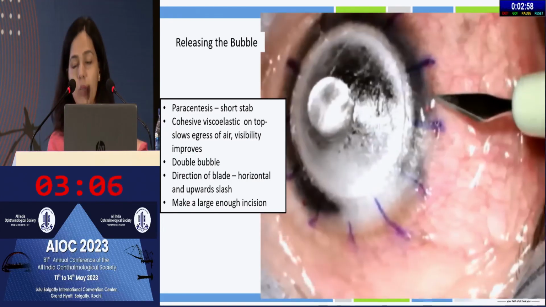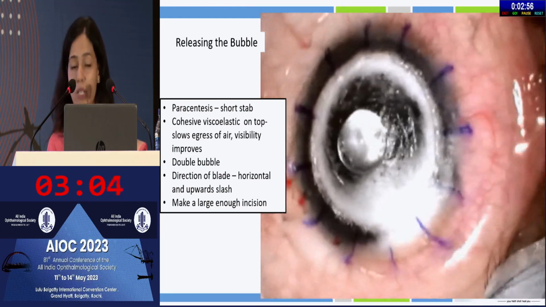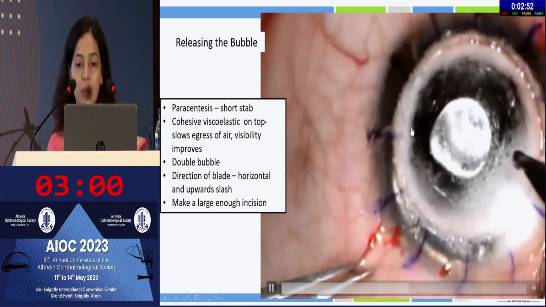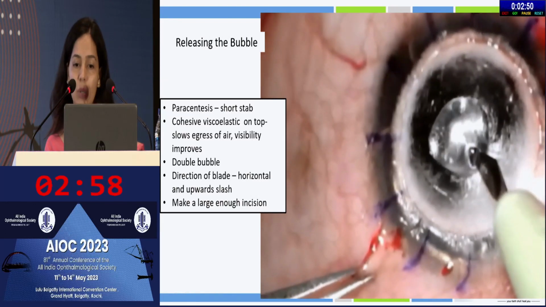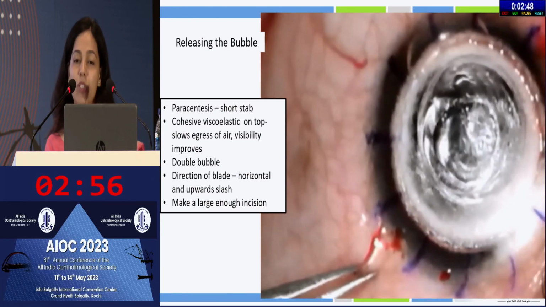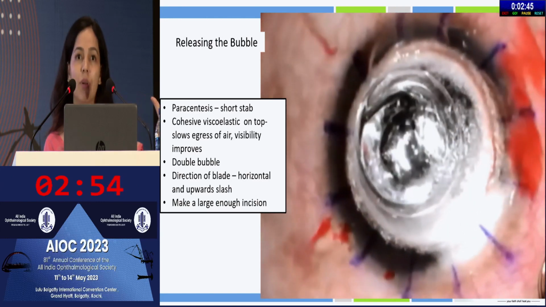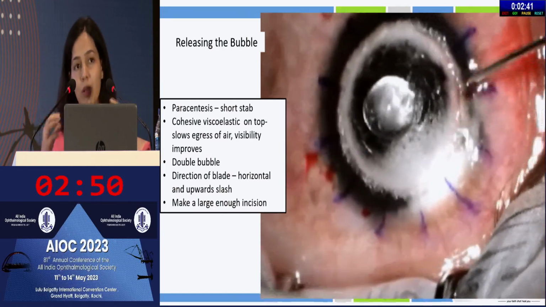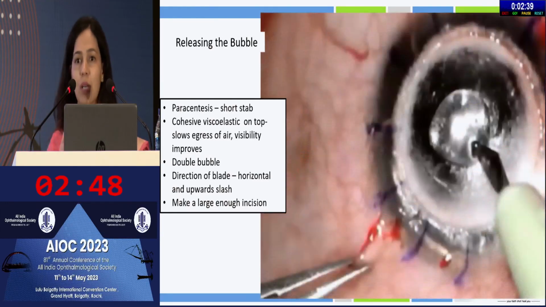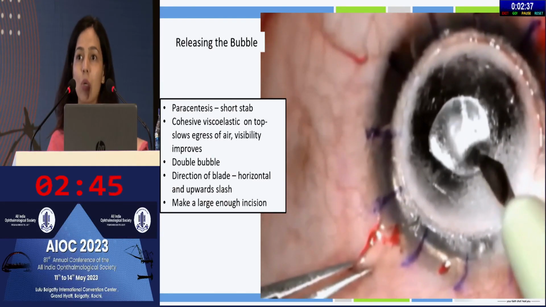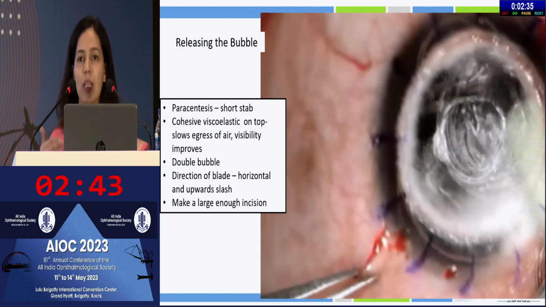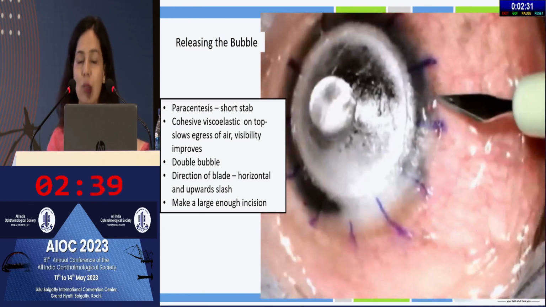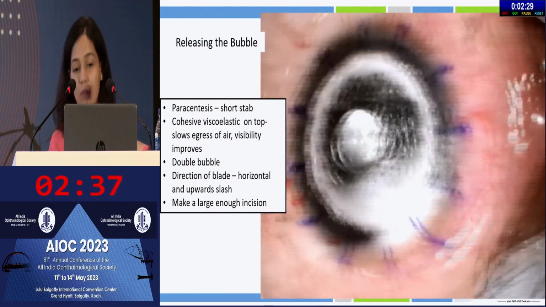The other thing which really helps us to assess whether the bubble has actually escaped is the air in the AC. If you see that now the air is in the periphery in the AC, and once you've released the bubble adequately, the air from the periphery in the AC moves to the center. If you don't put the air in the AC, sometimes if you have a little emphysema, it may look like some air escaped and you will mistakenly think that you have released the bubble. But actually the bubble is still there. So this really helps and has been very useful.